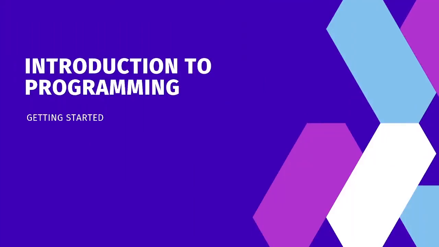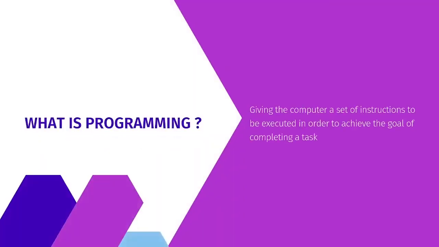So first of all, let's talk about what is programming. In simple terms, attempting to get a computer to complete a specific task without making mistakes. In other words, we can say it is a way through which we communicate with the computer to accomplish a certain task. We do that by giving the computer a set of instructions to be executed in order to achieve the goal of completing the task.